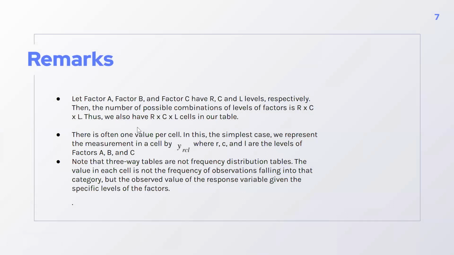There is often one value per cell. In this, the simplest case, we represent the measurement in a cell by Y sub RCL, where R, C, and L are the levels of factors A, B, and C.